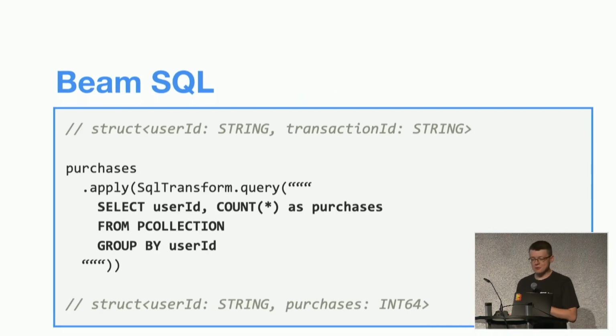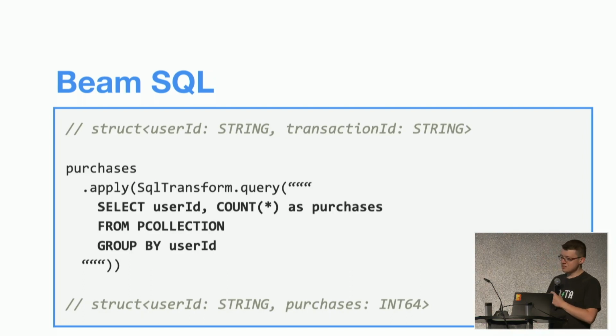Beam SQL is probably one of the best things you can get from schemas. Given that many of your PCollections have schemas right now, you can see them just as tables in a database. So what Beam SQL allows us to do is write SQL to transform our PCollections and get another PCollection. And you can mix this in your pipeline. So you can write Java code, then you can do SQL, and then you can write more Java code.